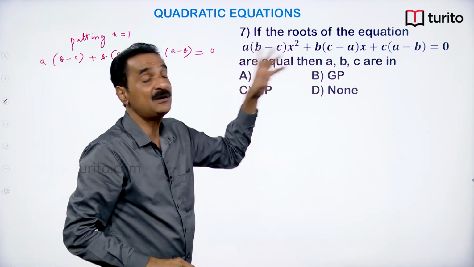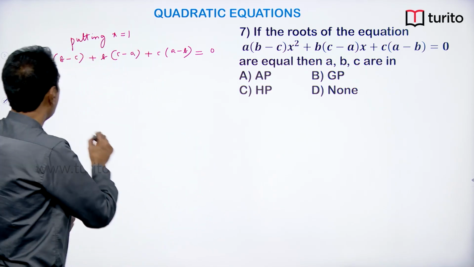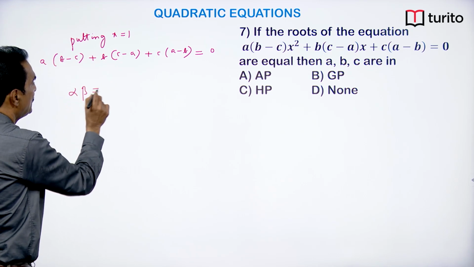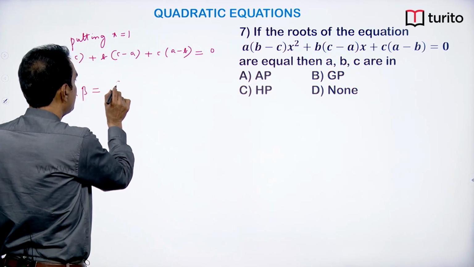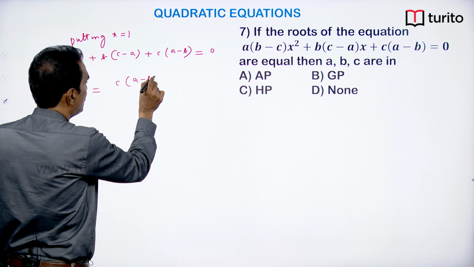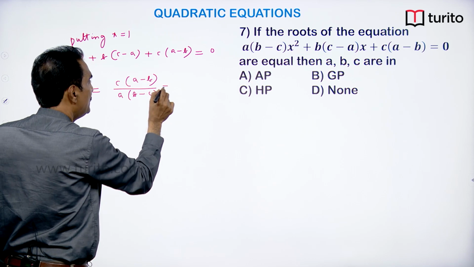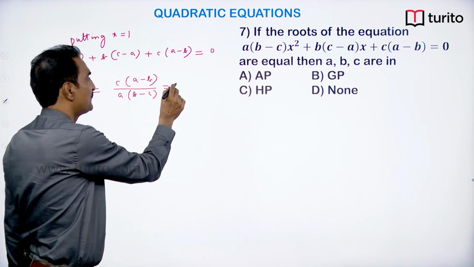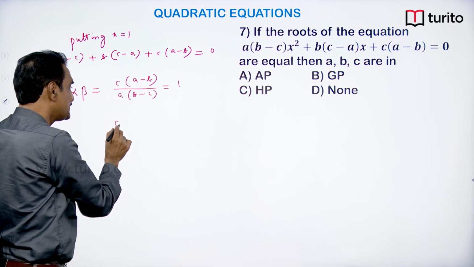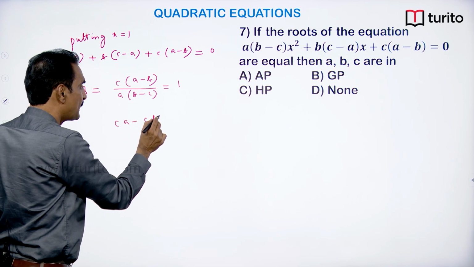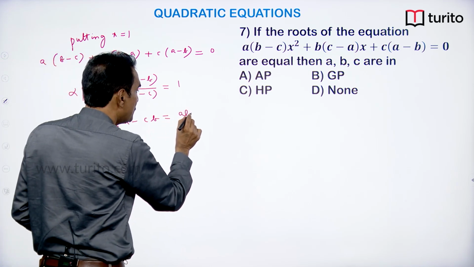But he said that roots are equal. So, second root is also 1. Then take product of the roots. What is alpha beta? C into A minus B by A into B minus C. It should be what? 1 into 1, 1. Then cross multiplying, C into A minus B is CA minus CB is equal to A into B minus C. Cross multiplying, AB minus AC.